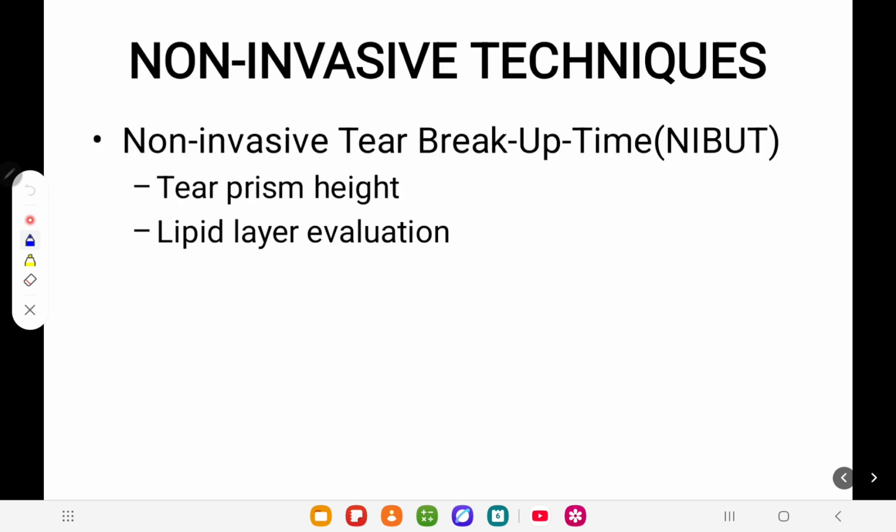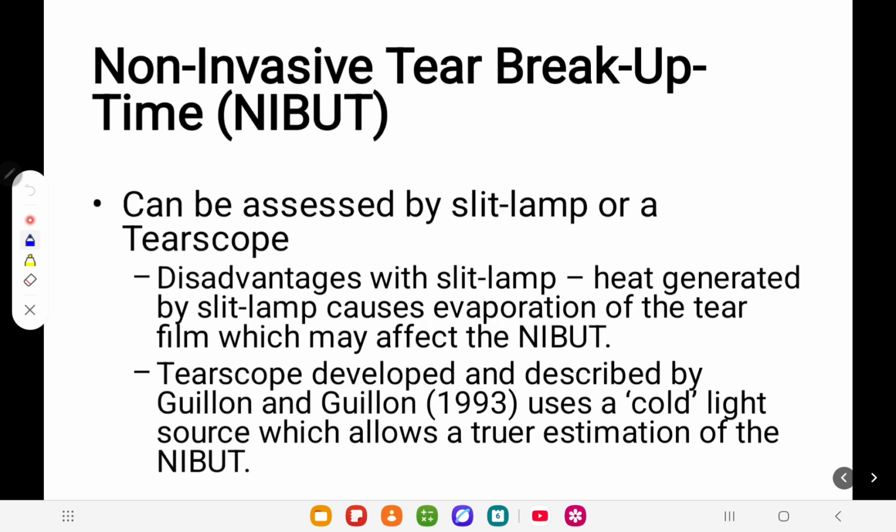So what are the non-invasive techniques? One important technique is non-invasive tear breakup time, where we do not put fluorescein, or we measure tear prism height, or we evaluate the lipid layer. So what is non-invasive tear breakup time? It can be assessed by slit lamp or tearoscope.